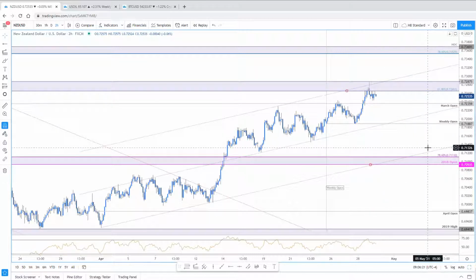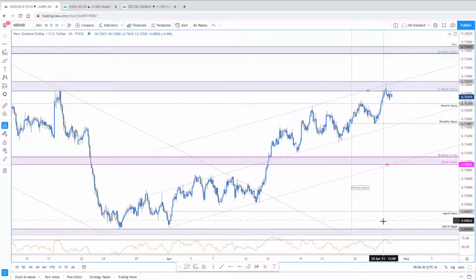Again, weekly open support is at 71.88. But it's all about this pivot into 72.87. If this breaks, you'd likely see an accelerated rally higher.